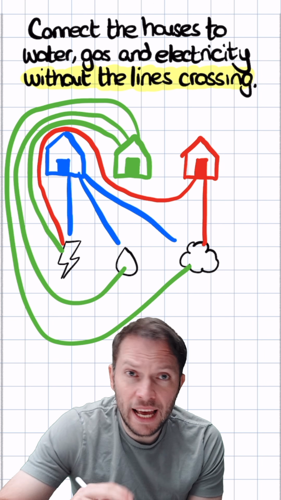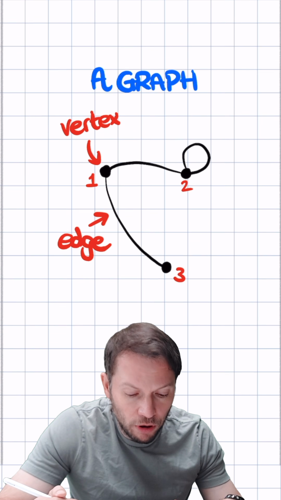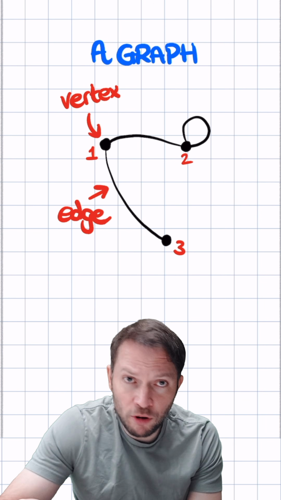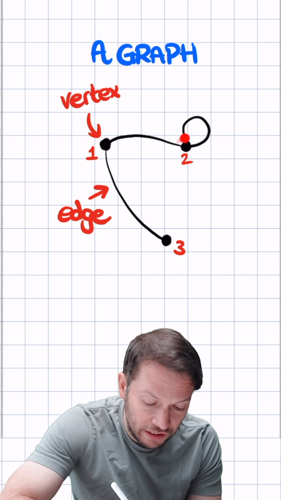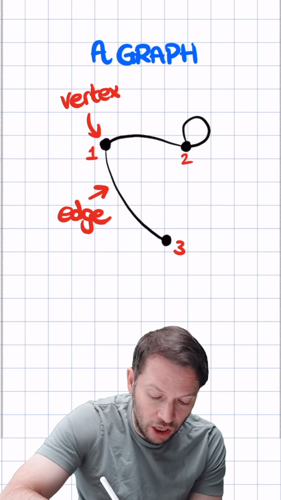Now, why might that be? And is there a fix? Well, let's talk a bit about graphs. This is a graph, and by graphs, I don't mean pie charts and bar charts. We have points known as vertices, and we have edges, which are lines which connect them.